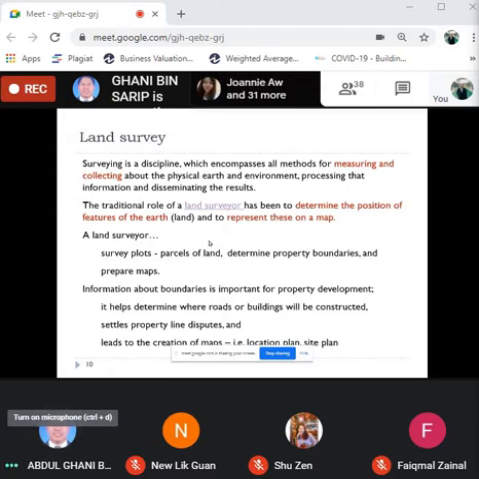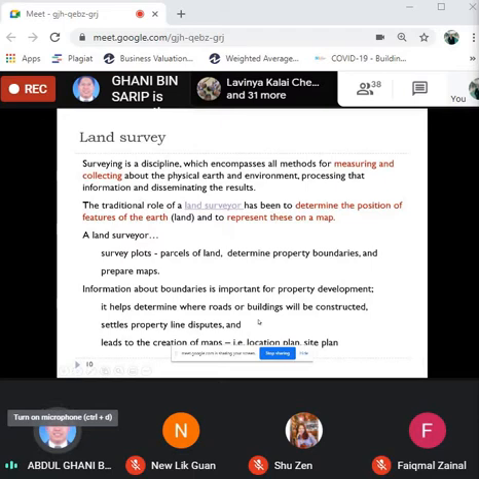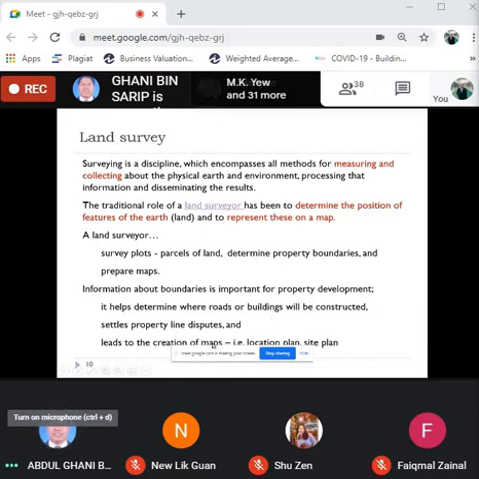And a lot of information is important for property, for the way it will be constructed. It settles property line disputes, rights of way and whatnot. And then it leads to the creation of a map. That is how important a land survey is.